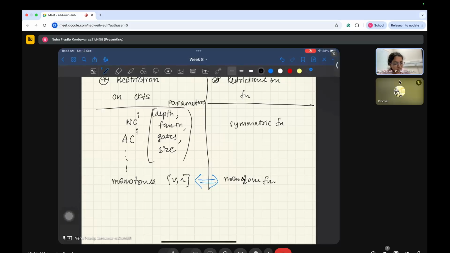So the thing is, we are looking at two parallels. One is where the circuits are being restricted, the other is where the functions are being restricted.